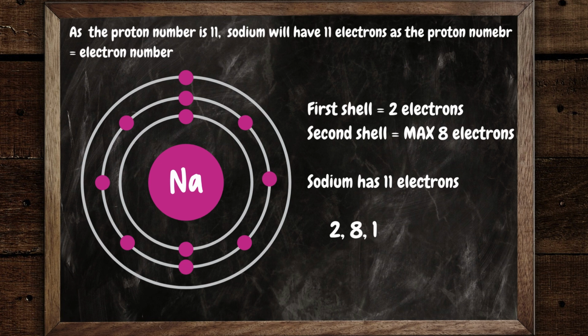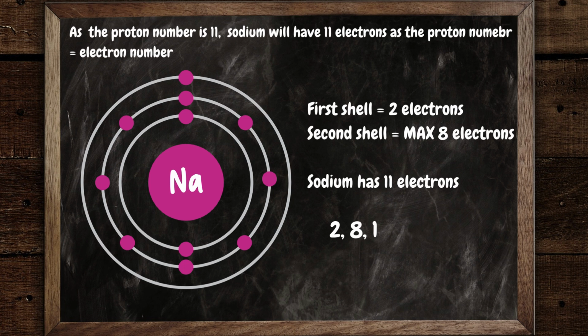And the other way that you can represent electronic structure is by writing it out. So you write it out starting from the shell closest to the nucleus. So in this case, you have 2, 8, and then 1. And each number is separated by a comma like this. Okay? So this will tell us that in the first shell there's 2 electrons, in the second shell there's 8 electrons, and in the third outer shell there's 1 electron.